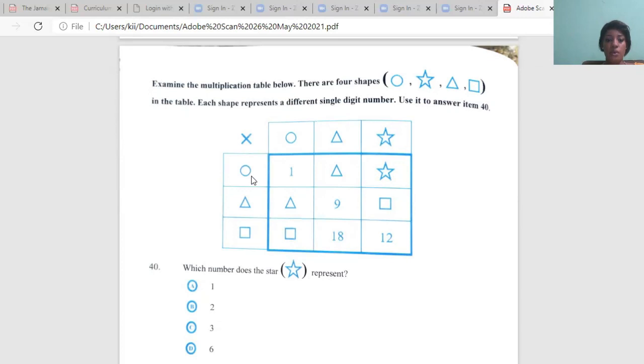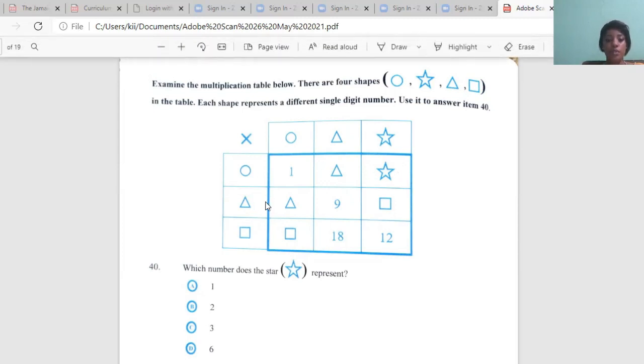So I'll have 1 times 1, 1. 1 times... sorry, examine the multiplication table below. Trying to decipher what is taking place here.